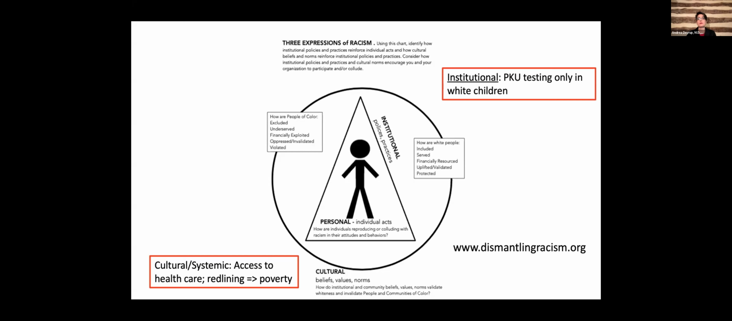financially resourced white people. An example of this would be when phenylketonuria testing was first begun, the first screening tests, they only looked at white children because of the belief it didn't happen in Black children, which of course is false. And then cultural or systemic racism are the beliefs, values, and norms of a society, which similarly uplift and validate and protect white people at the expense of people in communities of color.